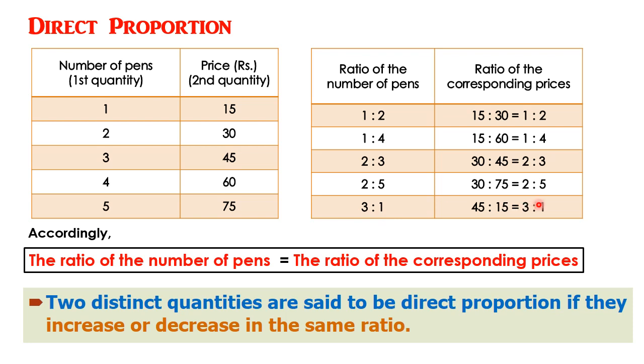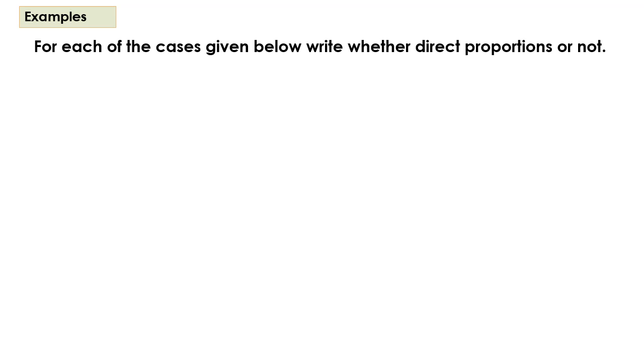So, therefore, if two quantities are in direct proportion, then when one quantity increases, the other quantity will also increase in the same ratio. Similarly, if two quantities are in direct proportion and one quantity decreases, then the other quantity will also decrease in the same ratio. Let's study more about direct proportion through these examples. For each of the cases given below, write whether direct proportions or not.